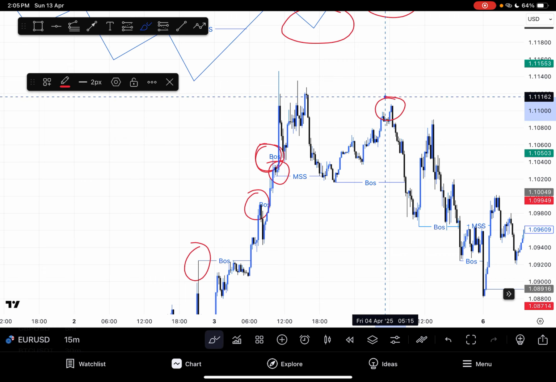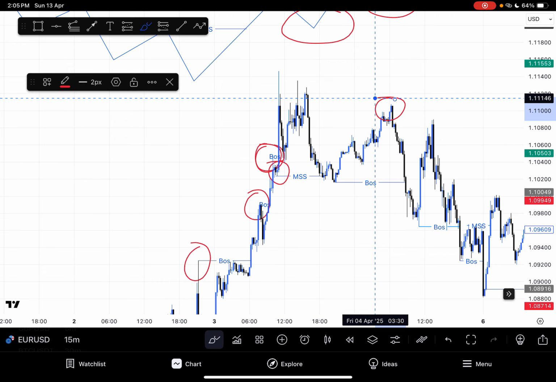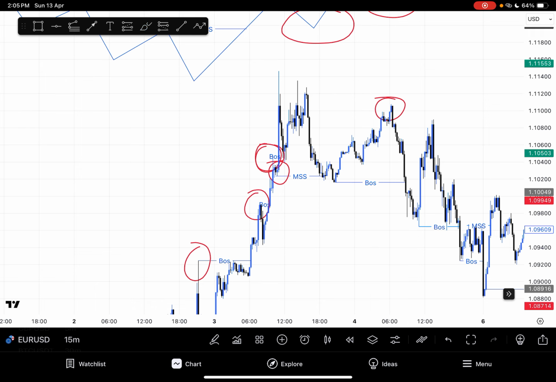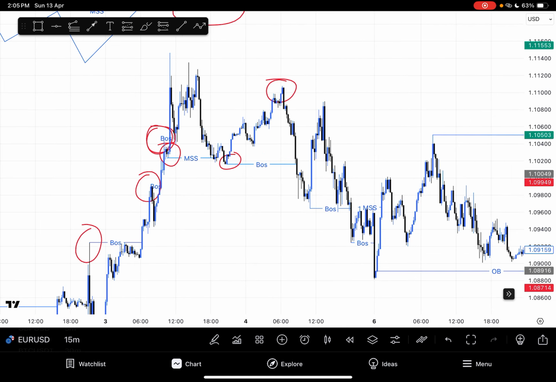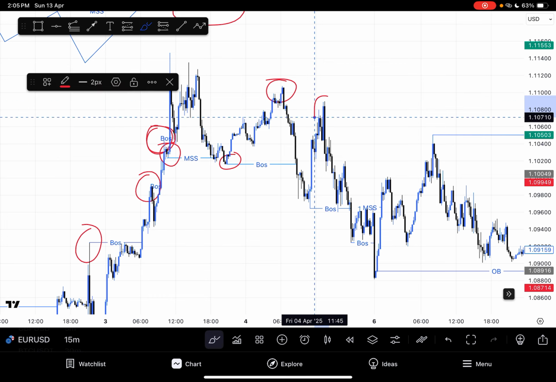This is the first pullback which retested on the order block after the market structure shift. So that is the first pullback, and that first pullback now resulted to this break of structure. So after the break of structure, now you see price pull back again to retest on an order block.